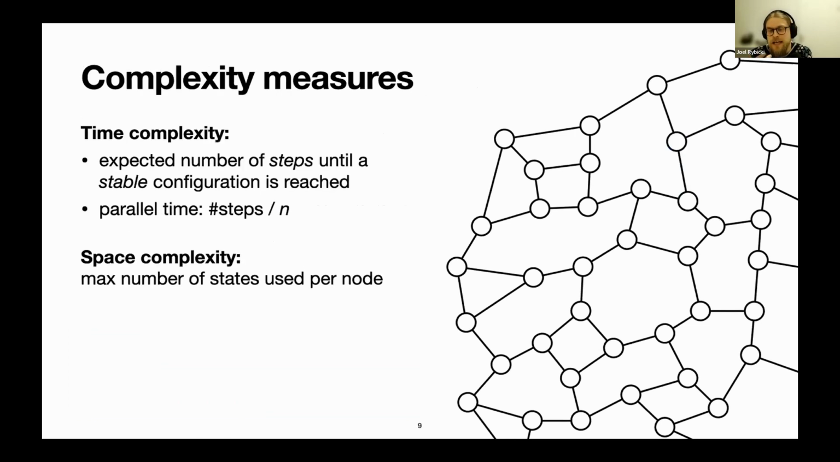And we measure the complexity of an algorithm using two complexity measures. First, time complexity is the expected number of steps until a stable configuration is reached. And parallel time is simply the expected number of steps divided by the total number of nodes in the system. And space complexity is the maximum number of distinct states used by any node, as before. Okay, so this is the basic setup we have.